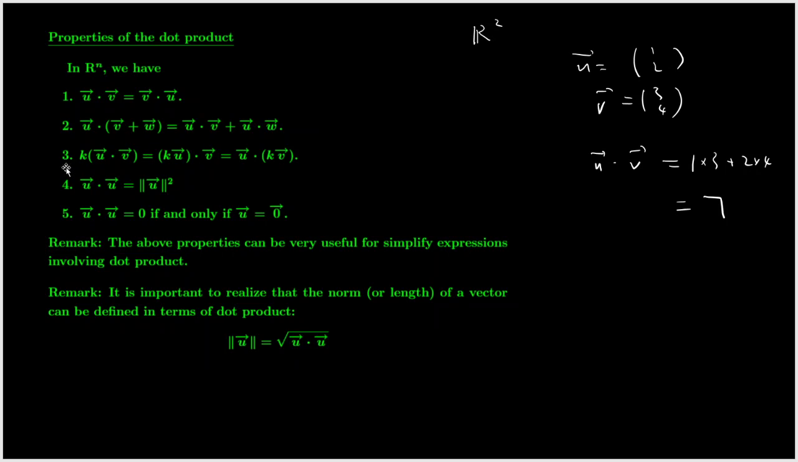The third property is kind of associativity. You have a scalar multiplication as well as a dot product in here. I was trying to say the three forms are equal. So do you see you have kind of associativity? You group them in different ways. The answer is the same.